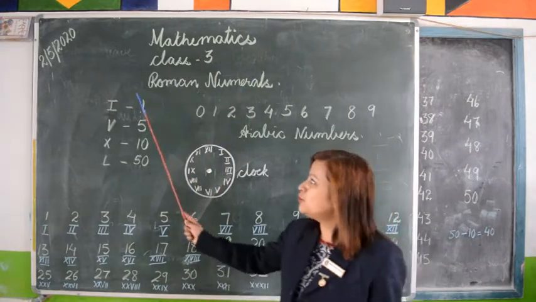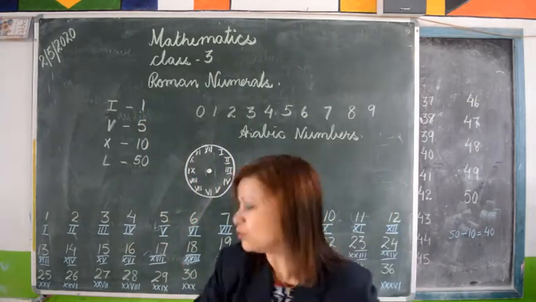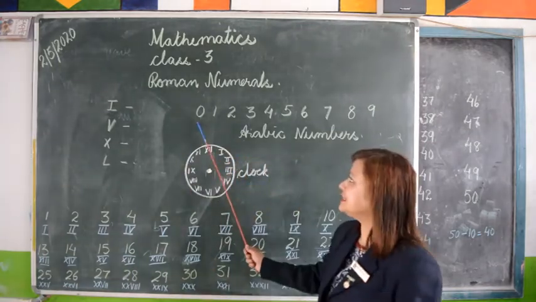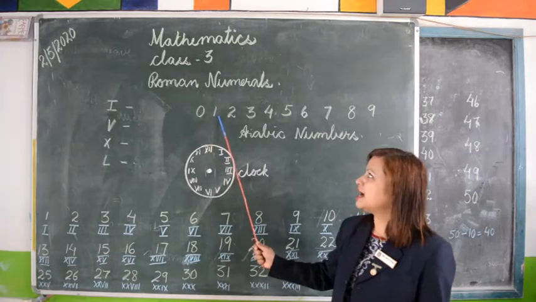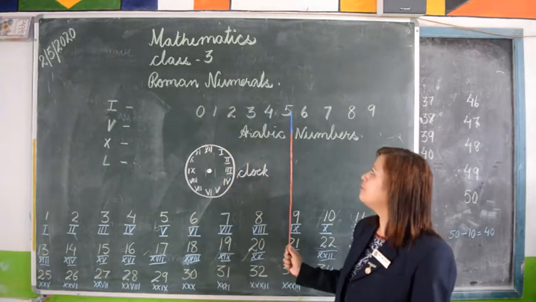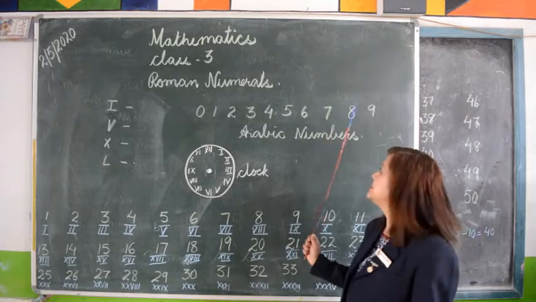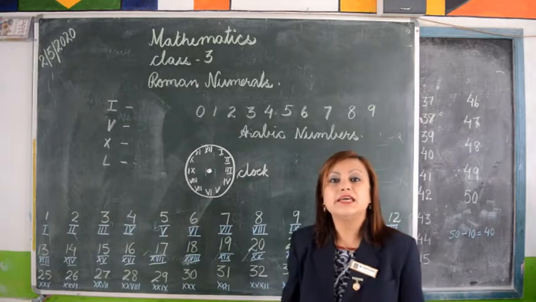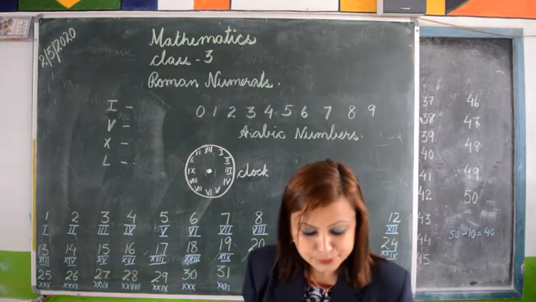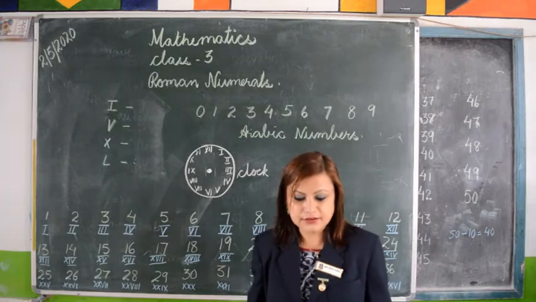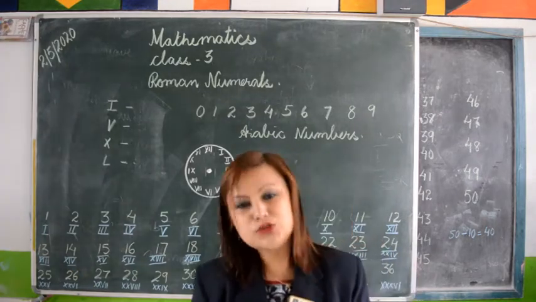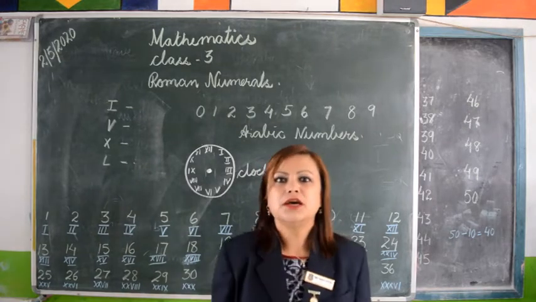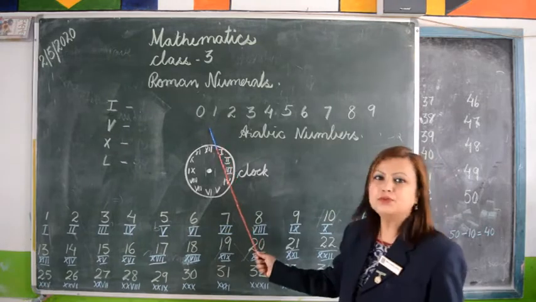Now children, don't look at this. Just look at these numbers: 0, 1, 2, 3, 4, 5, 6, 7, 8 and 9. These are Arabic numbers, Hindu-Arabic numbers. These numbers are used in common all over the world. In today's generation, we use these numbers all over the world.